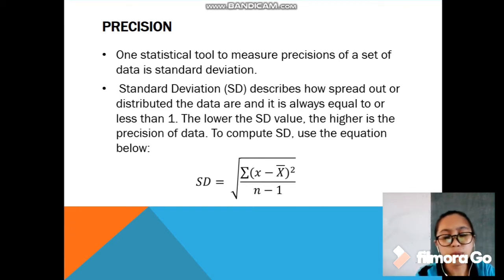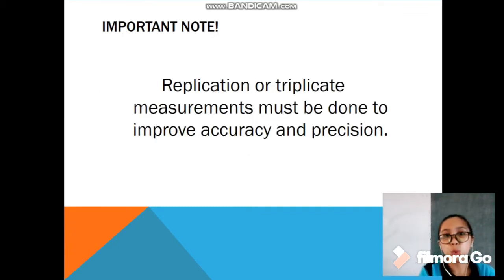You need to review your statistics. I think you're done with your statistics. Okay? So, an important note: replication or triplication of measurements must be done to improve accuracy and precision. That's why if you're going to have trials in an experiment, at least 3 trials.